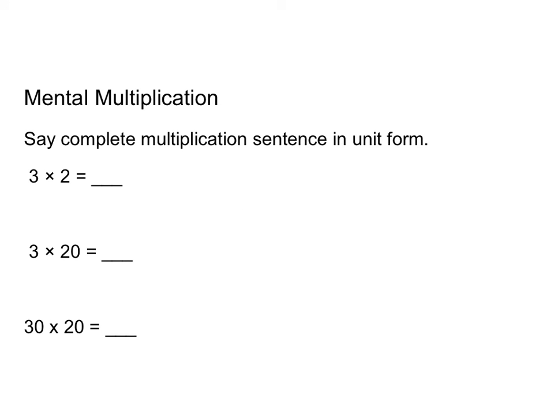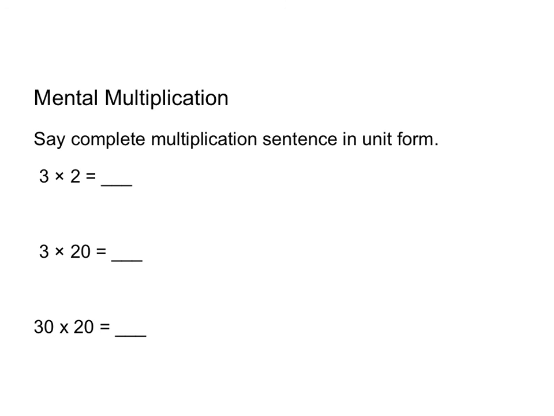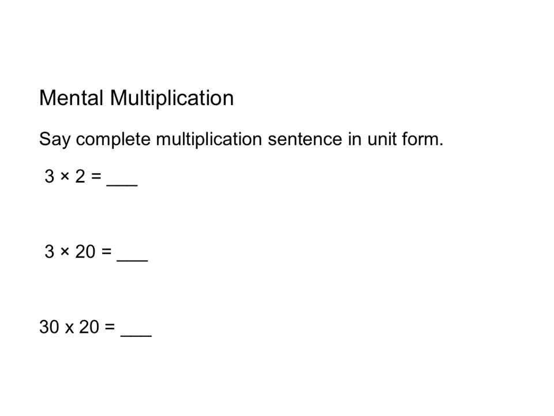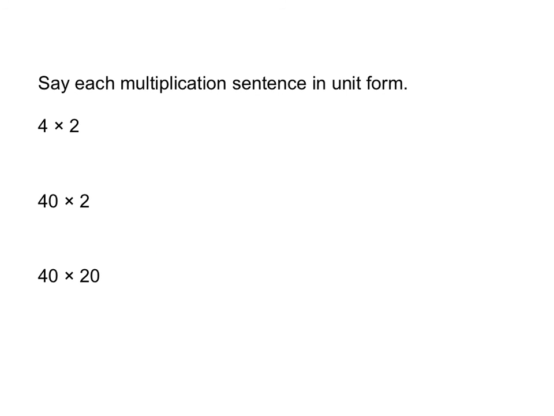All right, mental multiplication. So what we're going to do here is say these multiplication sentences in unit form. And we've done this before. As you're looking at it, 3 times 2, instead of saying 3 times 2 equals 6, what I want you to do is say 3 1s times 2 1s equals 6.